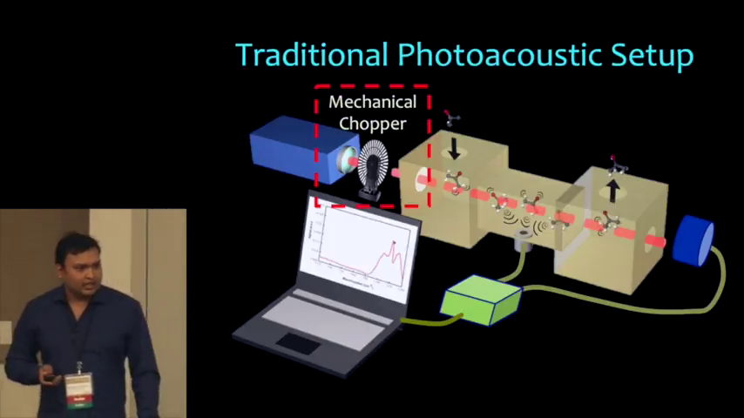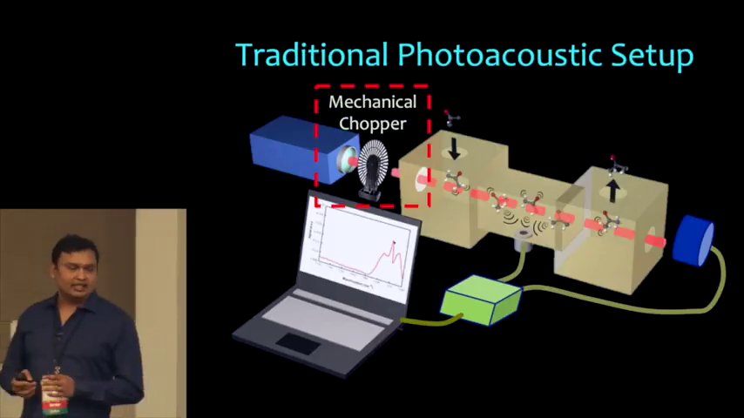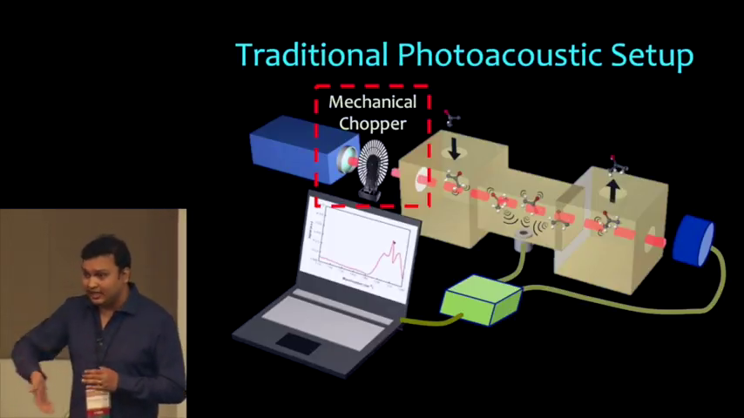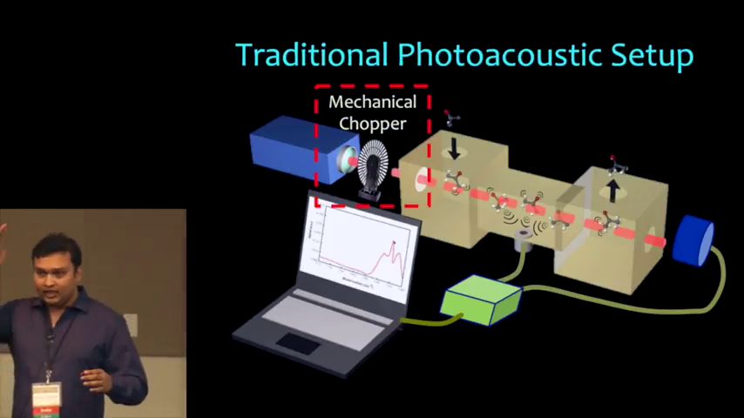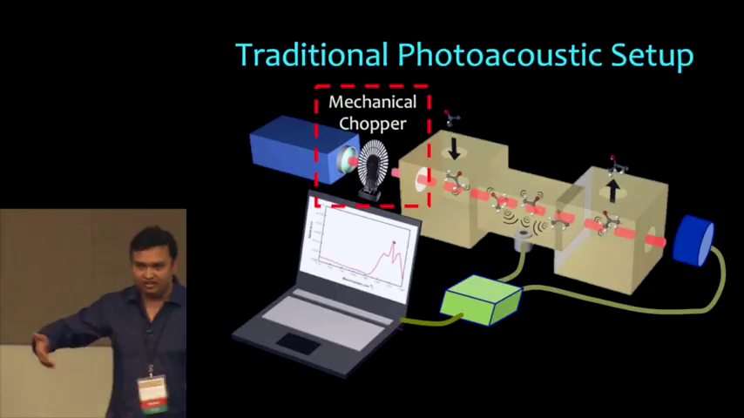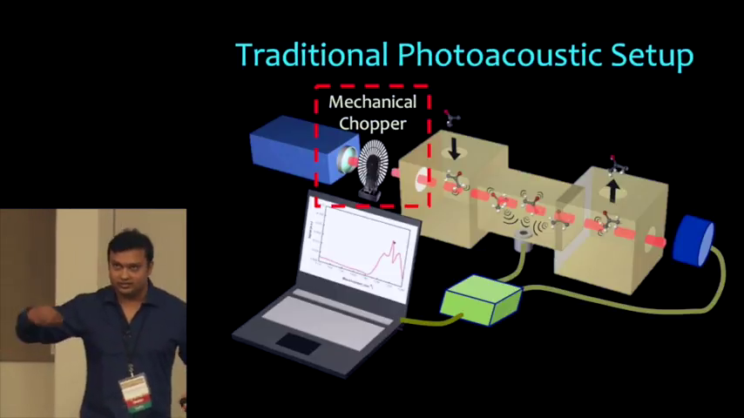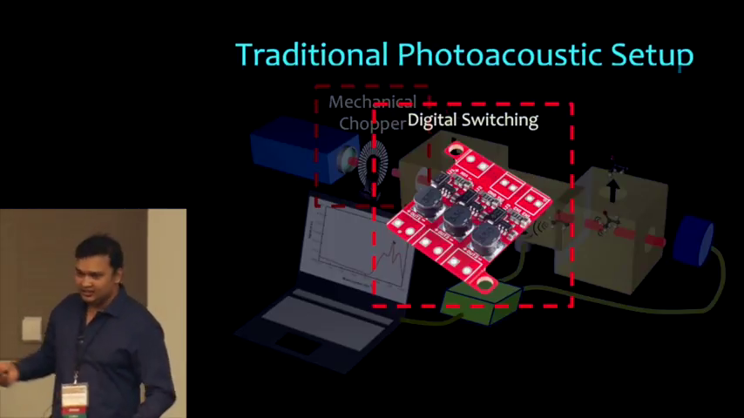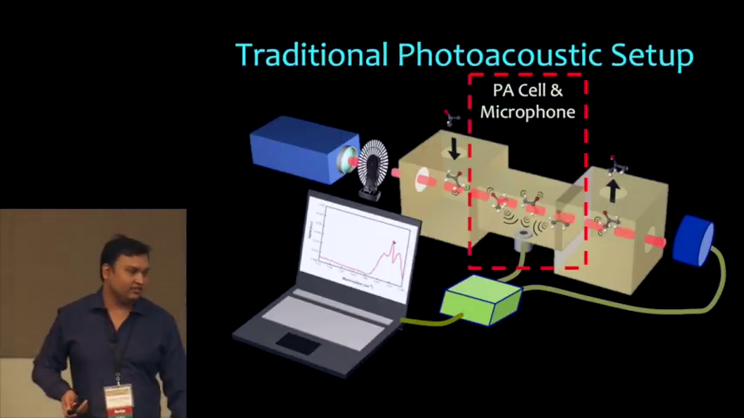Then the next part that the traditional photoacoustic setup would use is the mechanical chopper to intensity modulate light. Essentially, it's like a fan. It will slice off the continuous light wave and create an illusion of intensity modulated light. We have achieved the same thing with digital switching, right? We don't have to bother with all this mechanical stuff.